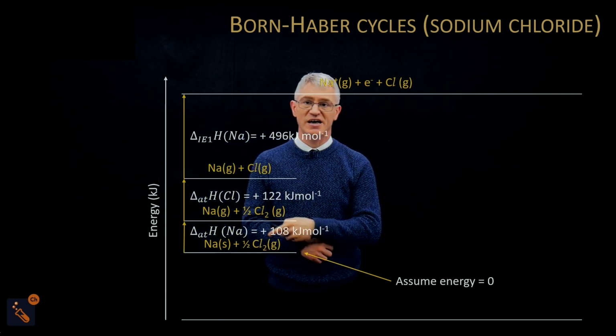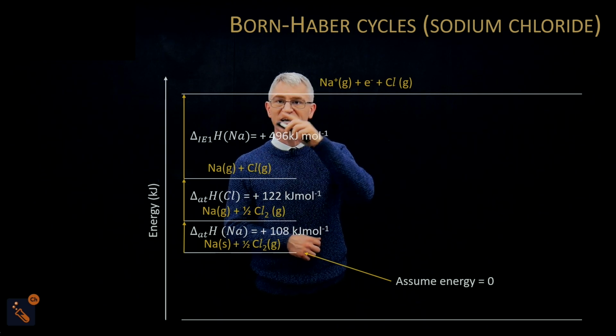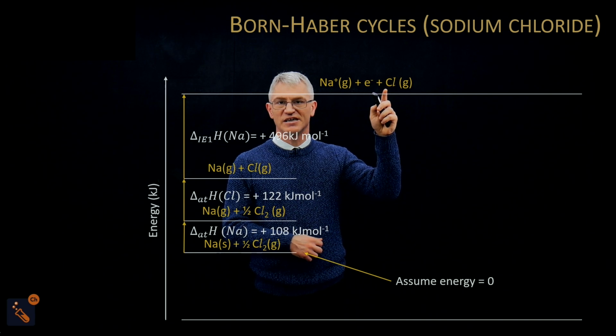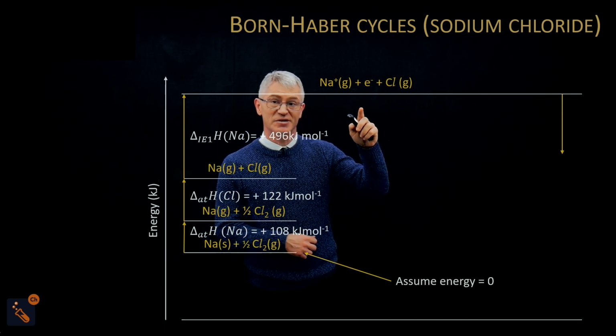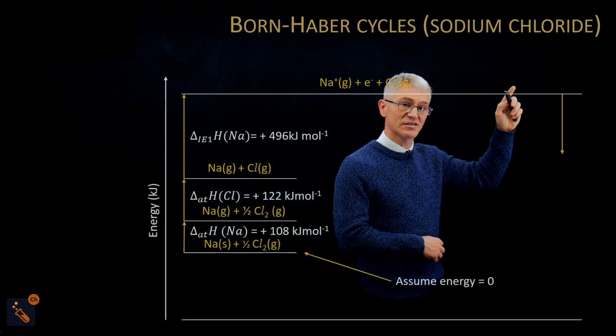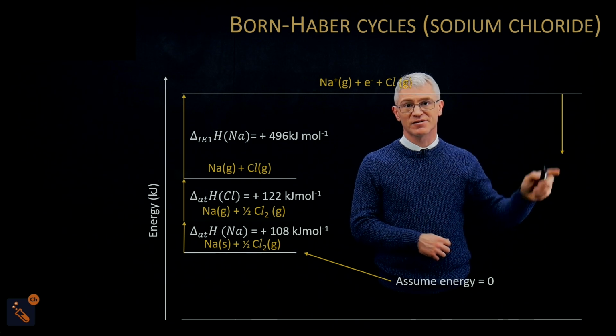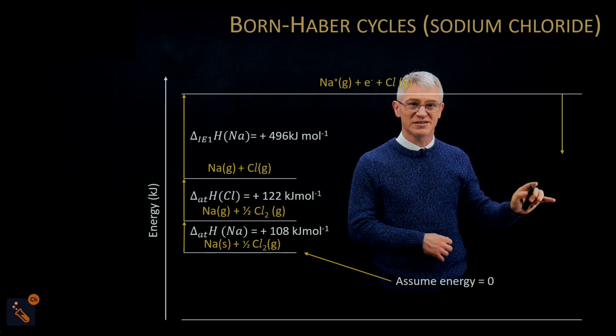So remember, the order is atomization, and then it is ionisation energy, and then it's going to be electron affinity. Now, electron affinity is an exothermic change, not an endothermic change. Therefore, the arrow is pointing down. And the electron affinities are always on the right-hand side here because they go down.